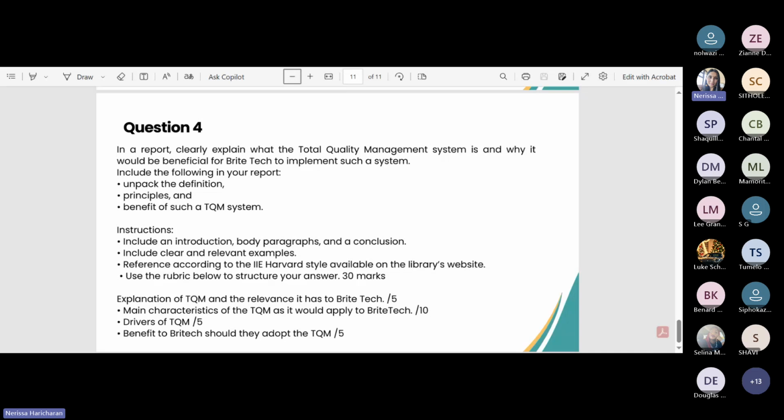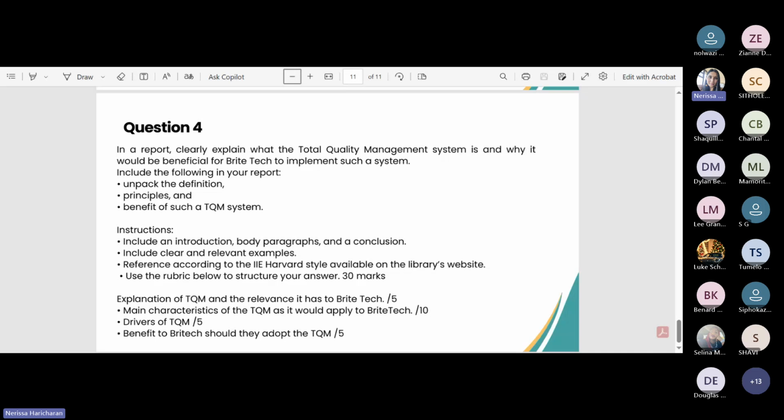Okay, so you now need to explain what total quality management is and why it would be beneficial for Brightech to implement a system. Include the following in your report. Number 1, you need to unpack the definition. So what is total quality management? You need to understand that it is a way of managing a business so that every job and every process is done correctly. Every person in the organization is following it, and you're getting it right the first time and every time. You're not going backwards trying to fix something, because then you don't have a good TQM process.